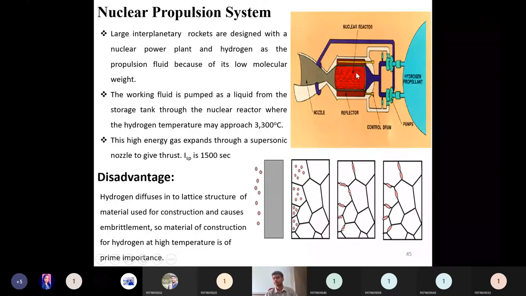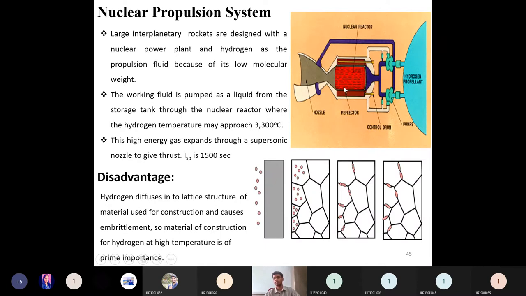But there is a disadvantage in this type of system. Why? Hydrogen is a cryogenic fluid, and hydrogen diffuses into the lattice structure. So whether it is the storage tank or the reactor, the construction material needs to be strong enough. Otherwise, the hydrogen molecules will impinge on the surface, and the internal structure of the reactor will be attacked. That is called hydrogen embrittlement. It will attack the grain structure of the construction material, and whenever hydrogen attacks the grain structure, it will cause a sudden failure at temperatures as high as 3300 degrees centigrade.